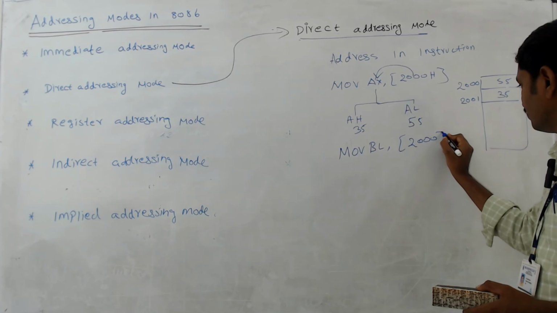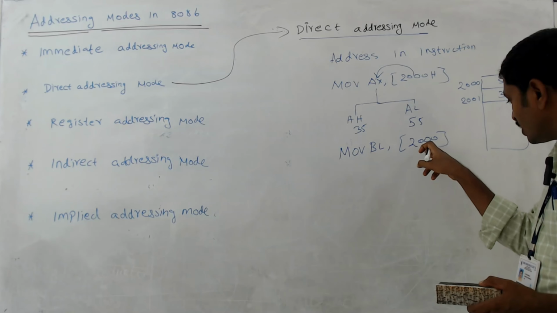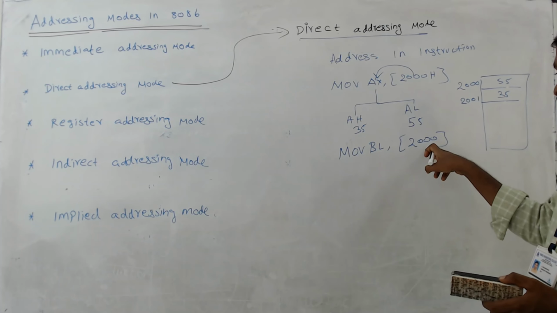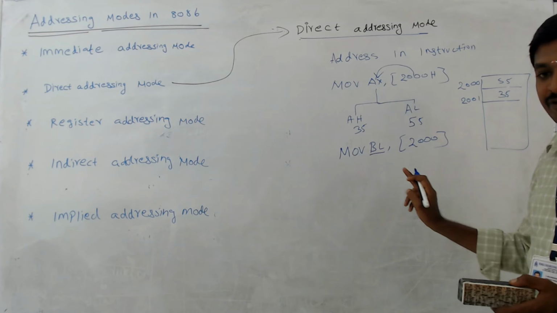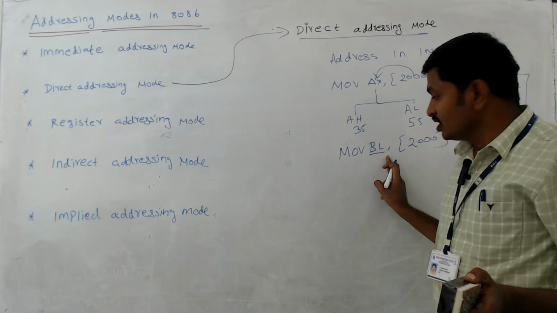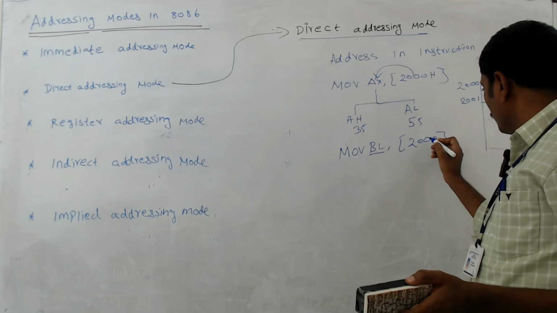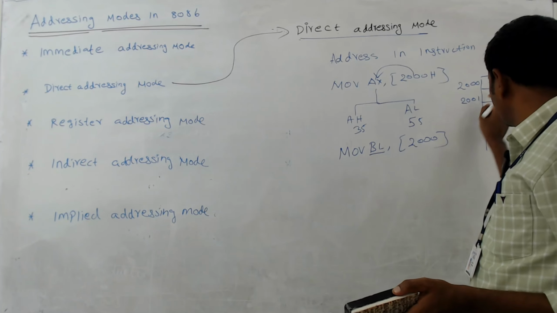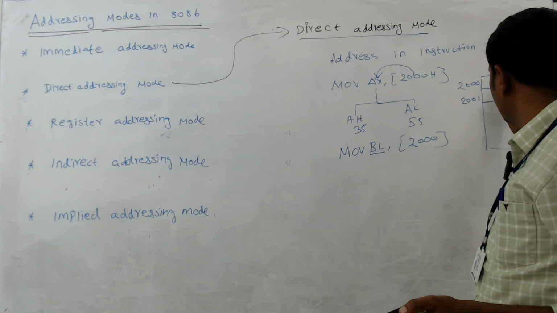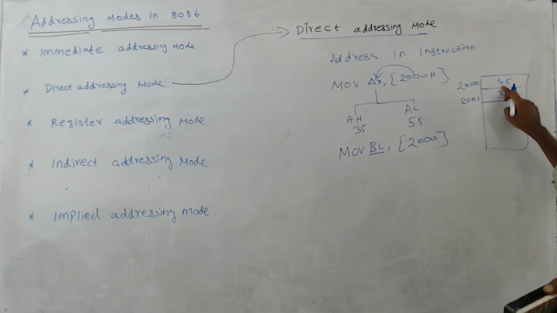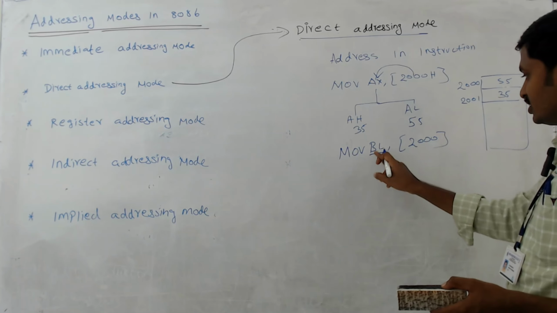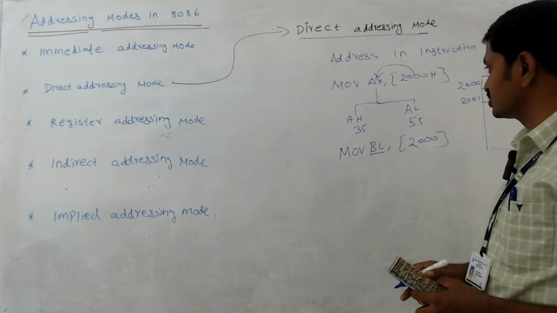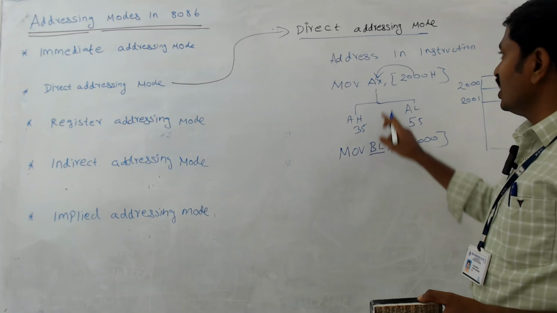One more example, MOV BL, [2000]. So what is the meaning? Whatever content is located in the 2000 memory location will be moved to BL. BL is an 8-bit register. So whatever content is available in the 2000 memory location is an 8-bit value. Here I stored 55. That 55 is moved to the BL register. This is a direct addressing mode.